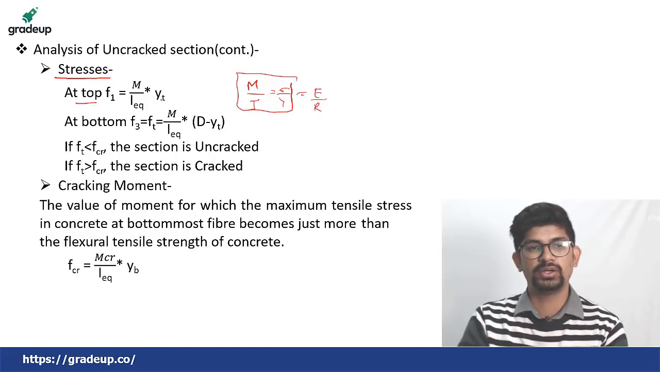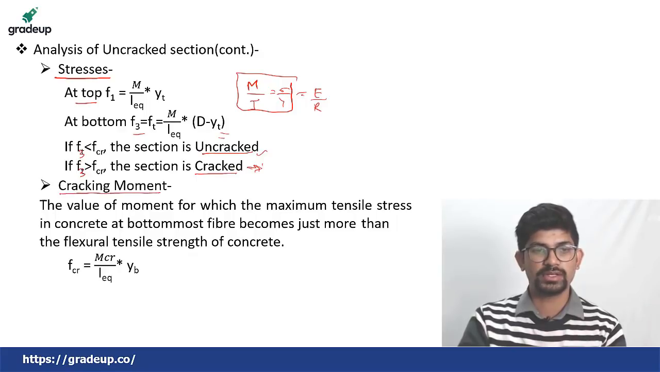So M upon I equivalent into YT will give the stress at top F1, and at bottom M upon I equivalent into D minus YT will give the stress at bottom. Now if FT is less than FCR, then the section is considered as uncracked. If F3 is greater than FCR, then the section is considered as cracked. For cracked, we have already done this analysis, and this is for the uncracked.